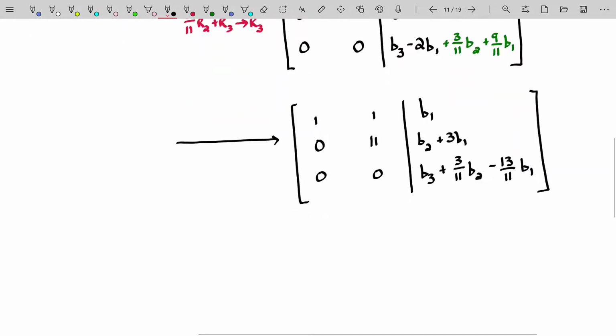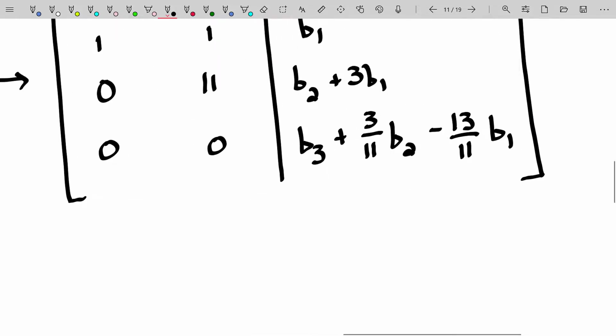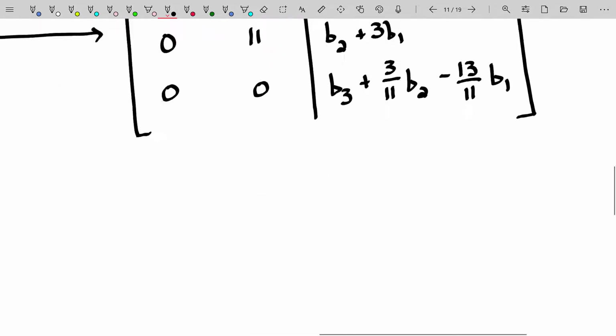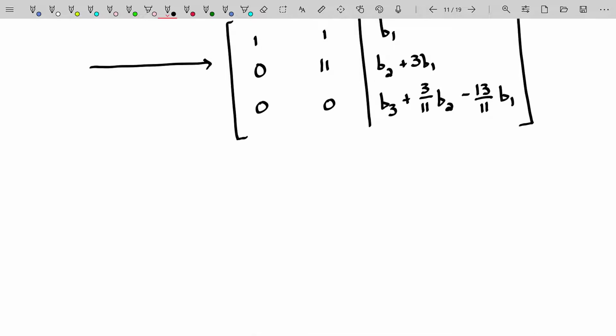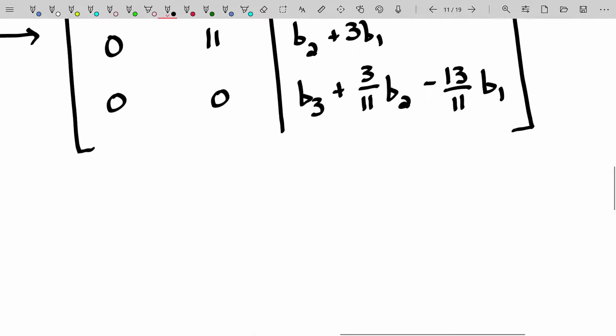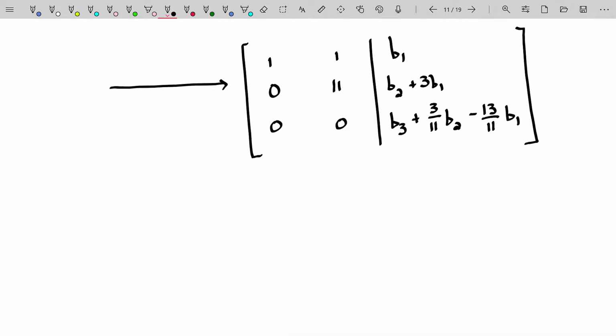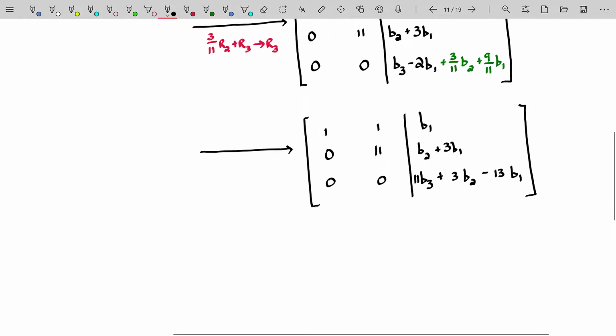And technically, I could, in that bottom equation, or that bottom row, I suppose, multiply the entire row by 11, just because it would look a little bit better. So I hope you don't mind. I'm going to multiply that bottom row by 11 to make it look better. All right, so we get down to this point.